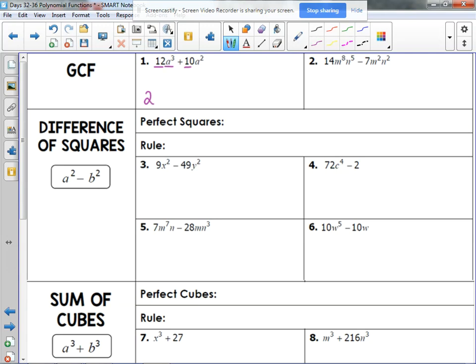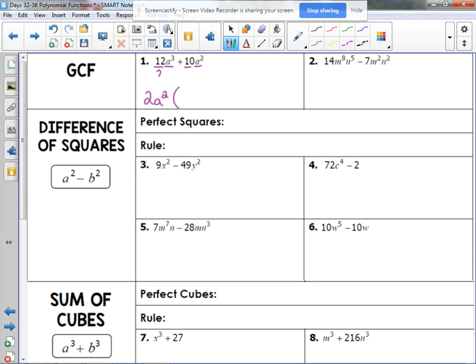Now let's look at the variables. The 12 has 3 A's. The 10 has 2 A's. So the most that they have in common are 2 A's. So A squared, 2A squared is our greatest common factor here.